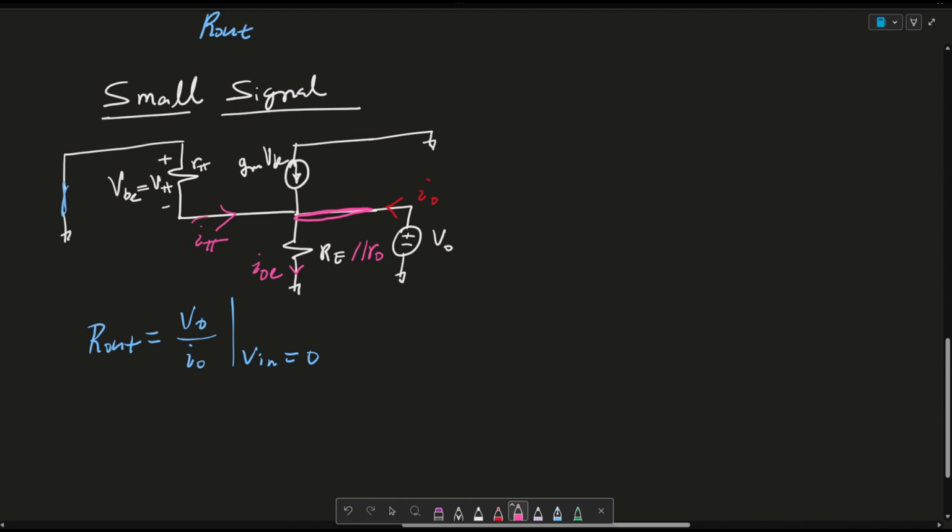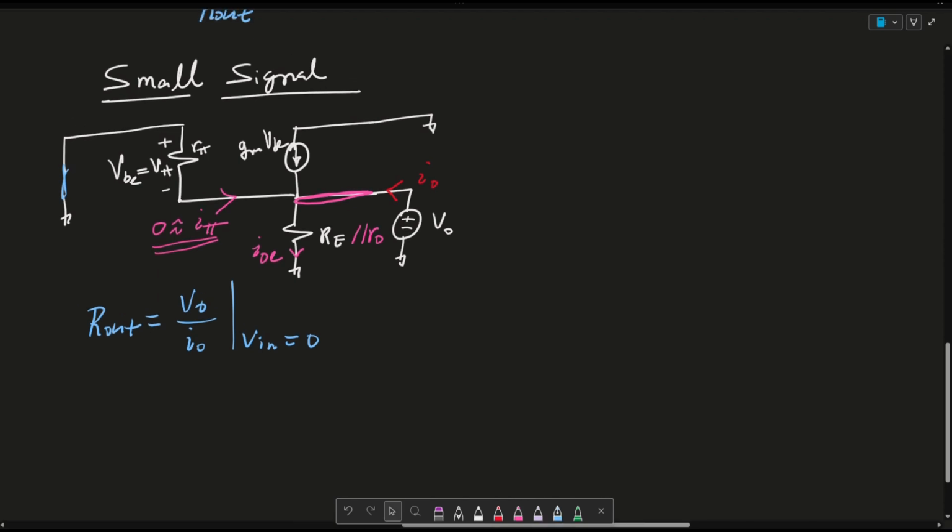Now this current I pi is extremely small, especially in a BJT. A lot of times we consider this to be around 0, but for exactness, we're going to consider it in this analysis, and then just take out the terms that have it when we write our final Rout equation.